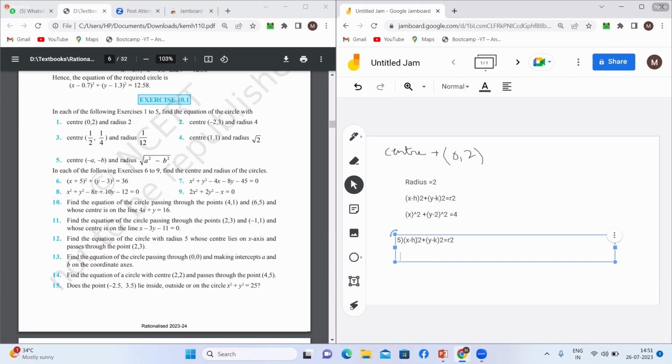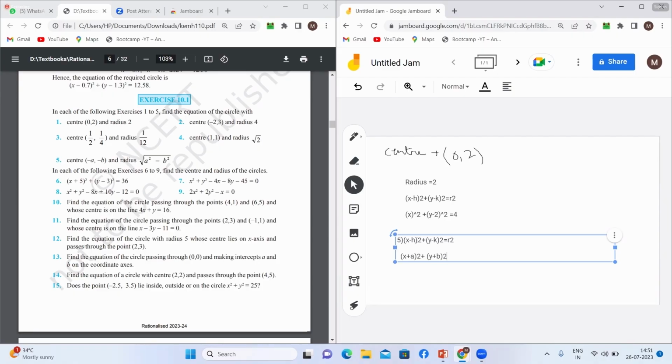Okay, so it would be x minus h. What is h here? h is given to us as minus a. So minus of minus a is plus a. So x minus minus a is plus a. So let me do it: x plus a whole square, plus y, again it is minus b, so minus minus b is plus b. So y plus b whole square.